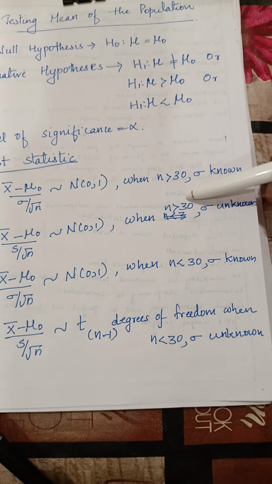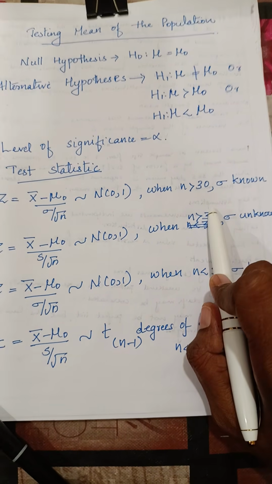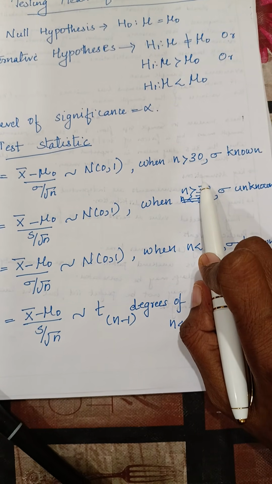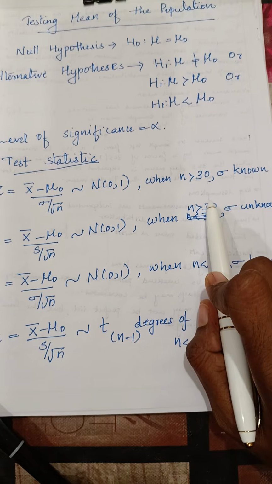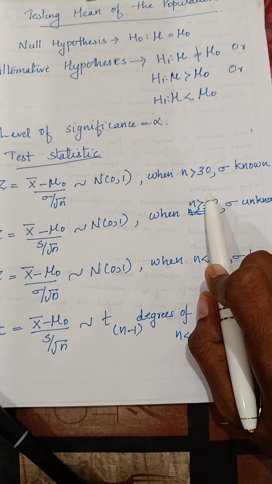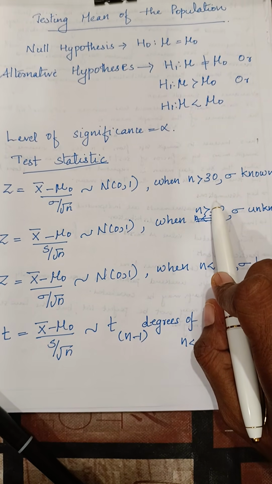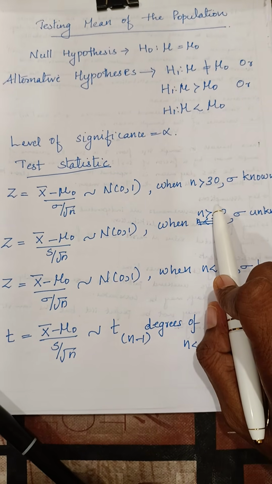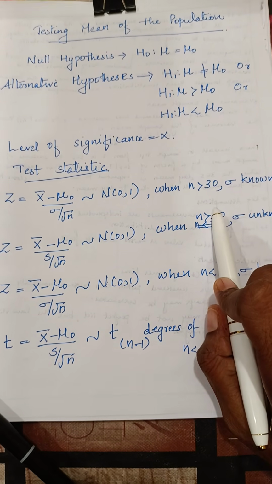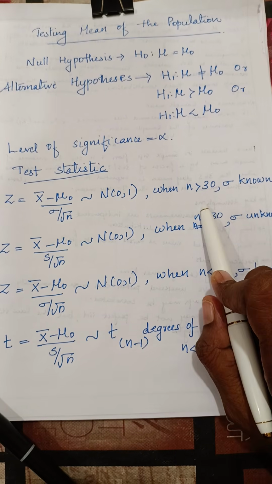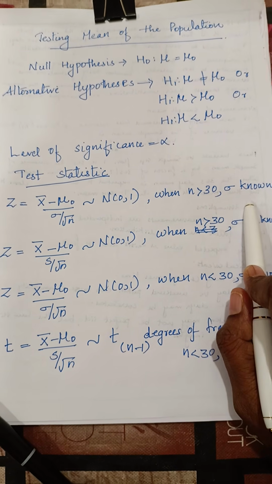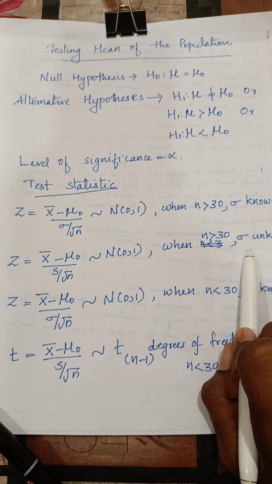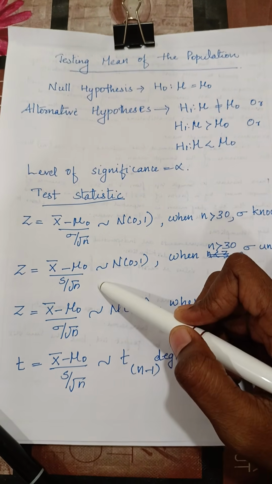So when our sample size is large, a sample size is said to be large when the number of sample observations is greater than 30. So when the sample size is large, definitely we will be using the Z test for testing the population mean. Z test means normal test. So we will be referring to standard normal tables. So when the sample size n is greater than 30 and sigma is known, and also when the sample size is greater than 30 and sigma unknown, definitely we will be using the Z test.